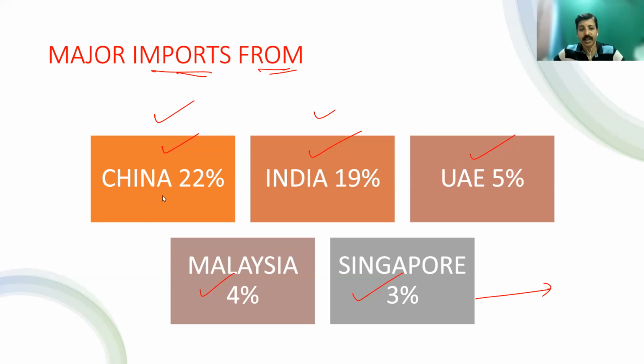I mean, when they are exporting, it goes primarily to the US, whereas the imports come from China and India. It is clear. So this hierarchy is also important. From where are the imports coming primarily to Sri Lanka? China, India, UAE, Malaysia, and Singapore.